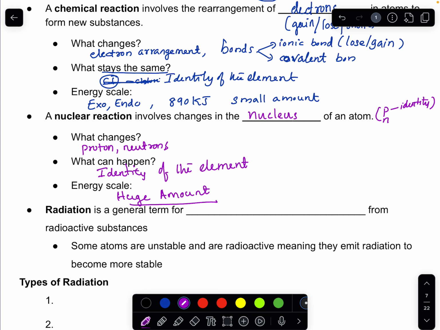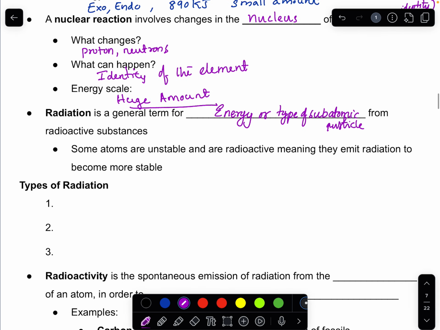Okay, radiation. We are all familiar with that word, radiation. So radiation is a specific name for energy, or we can say it is a type of subatomic particle emitter, or it is a type of subatomic particle. You will see that in more detail in a minute.